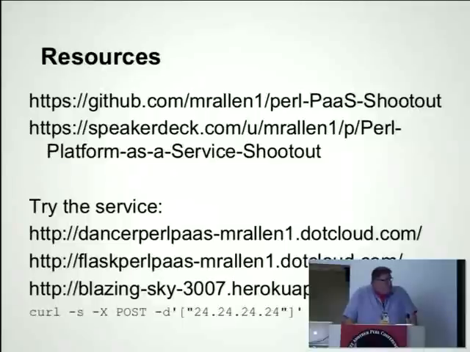It's the Dancer implementation of this. The second URL is the Python implementation that uses Flask. And the third URL is the Mojo implementation that's running on Heroku. I probably would have left them all on .cloud, except if you're a cheapskate like I am, you only get 2 free web apps on .cloud. So I put 2 of them on .cloud and 1 on Heroku.